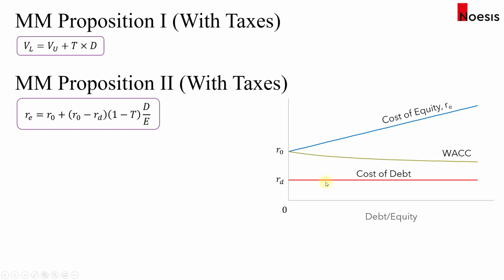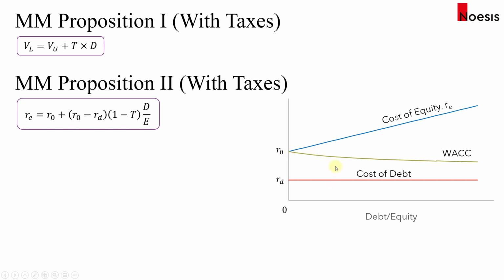So in this graph here, we see three lines. One is the cost of debt, which is a constant amount regardless of the debt to equity used. And then we have the blue line here, which is represented by this formula, the cost of equity. And if the debt to equity ratio is 0, then the cost of equity will just be R sub 0. Okay, which is consequently also the WACC of the company if it uses no debt.